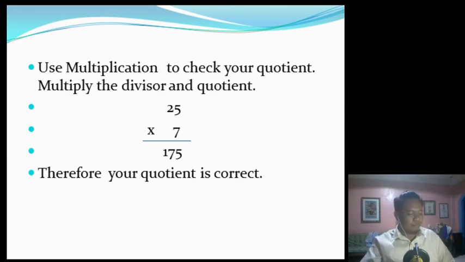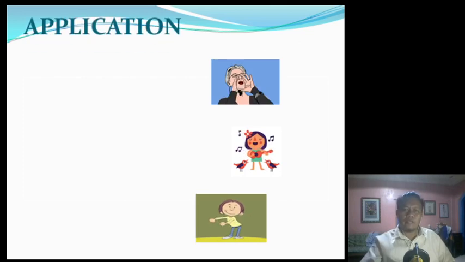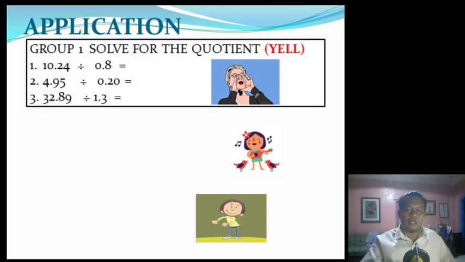Now, let's proceed to our next activity. Application. Group number 1. Solve for the quotient. 1. 10 and 24 hundredths divided by 0 and 8 tenths. Number 2. 4 and 95 hundredths divided by 0 and 20 hundredths. And 3. 32 and 89 hundredths divided by 1 and 3 tenths. So before you report it, you have to make a yell first. I will give you 5 minutes, 1 minute for your problem, and 4 minutes for the practice of your yell.